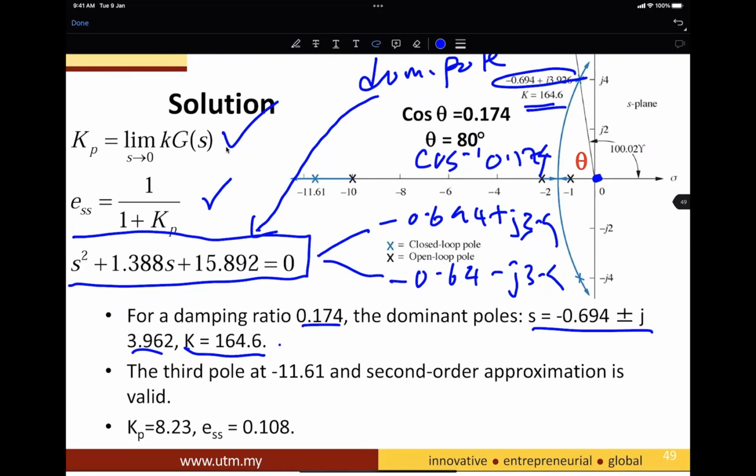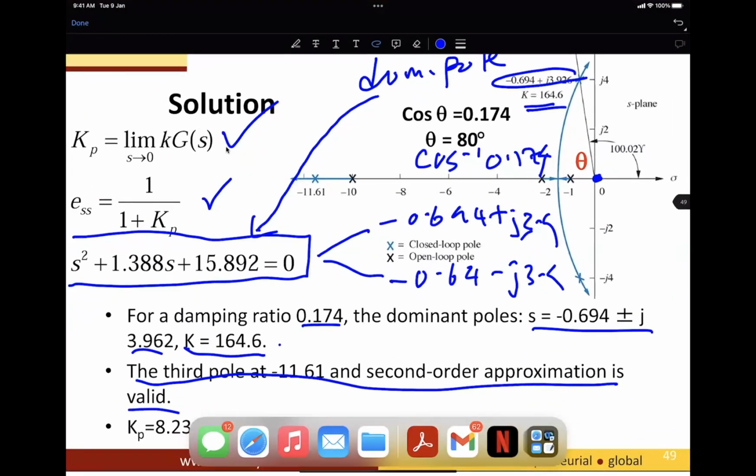And the third pole is minus 11.61, and second order approximation is valid. So the question is, how do I get minus 11.61?